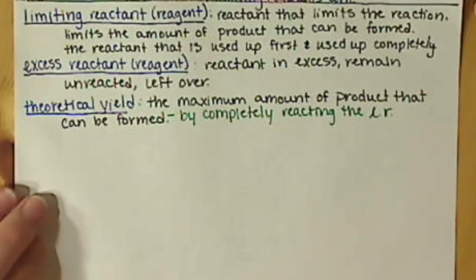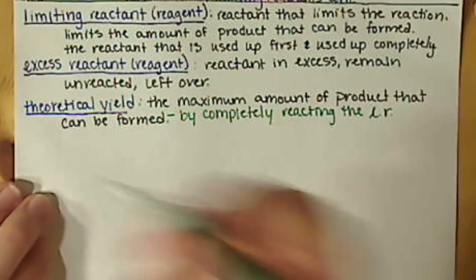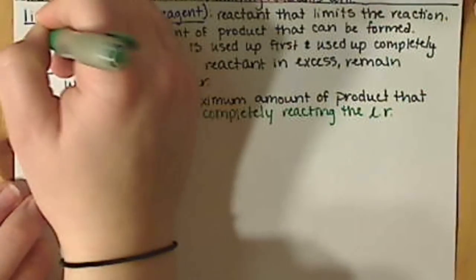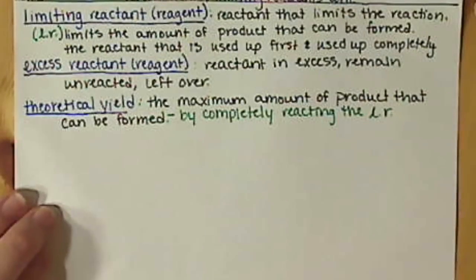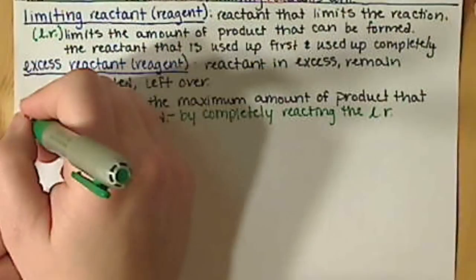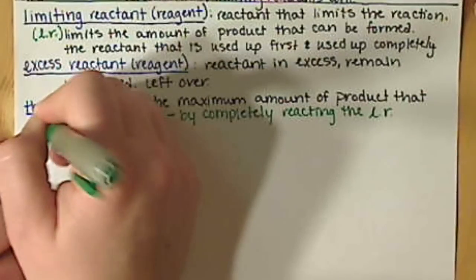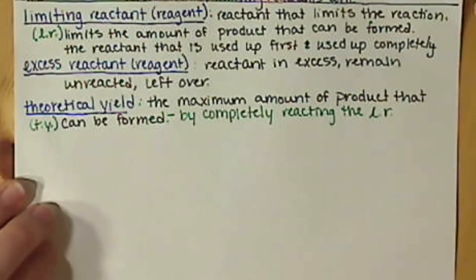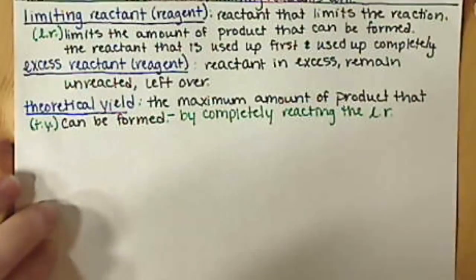And I shorthand, by the way, limiting reactant LR. So we can put that up there. A lot of times theoretical yield, I may shorthand TY, just because we're going to write that a lot.